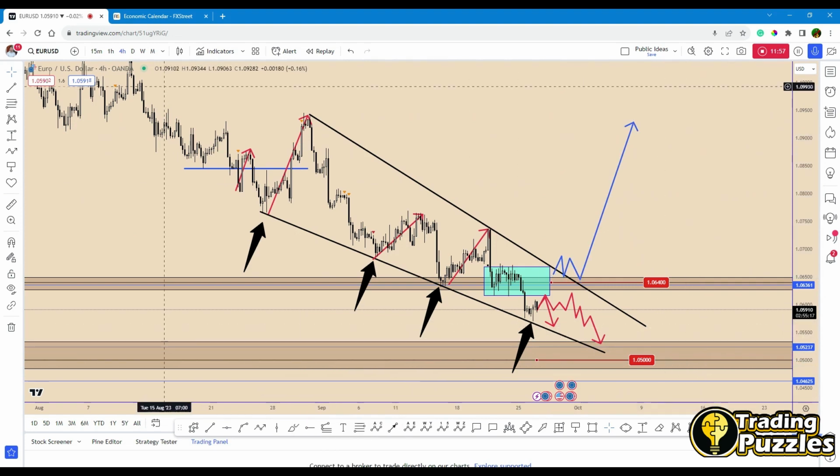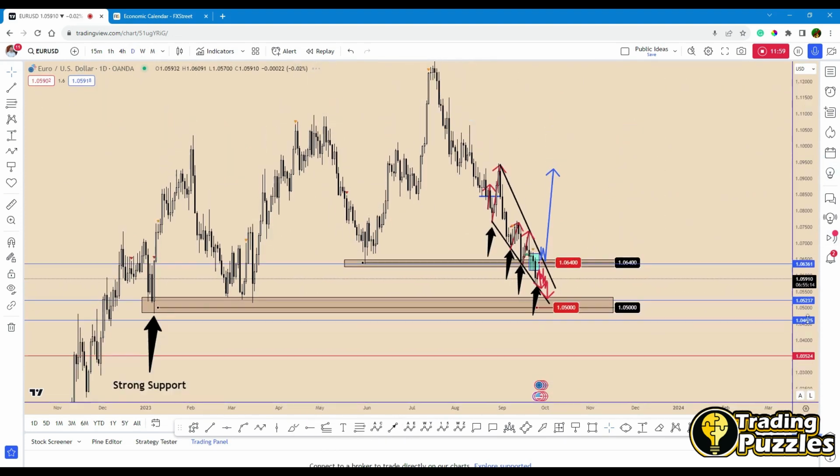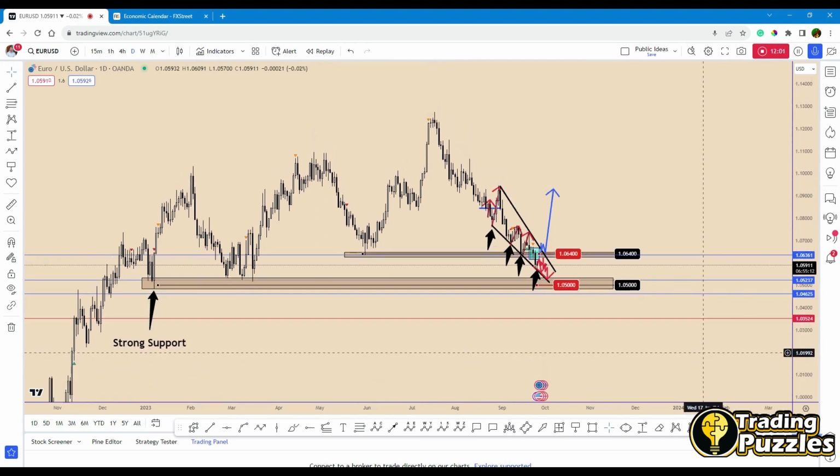So that's all for Euro USD. Here we are also on a bigger picture.